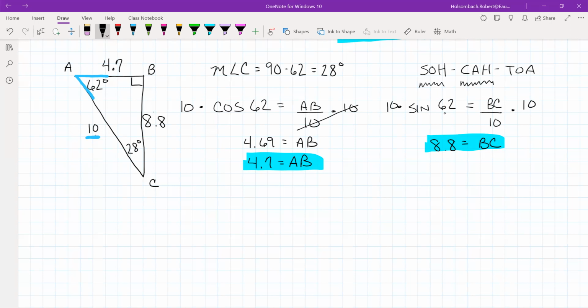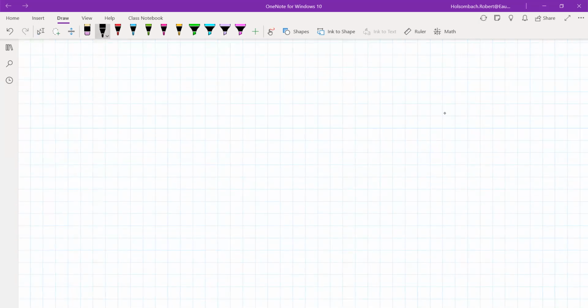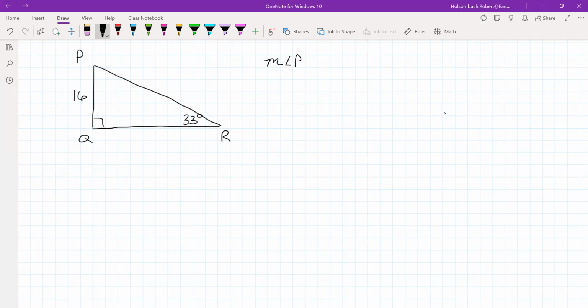All right, so let's solve this next triangle. PQR, P to Q is 16, angle R is 33. So the measure of angle P is equal to 90 minus 33, 57.